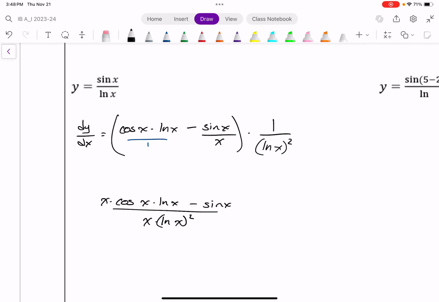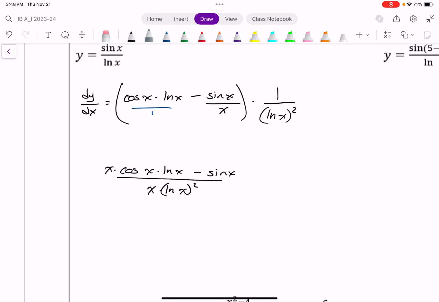Now, looking at this carefully, maybe it's not a bad idea to put some brackets around these, but nothing cancels out. I don't have any common factors in the numerator and the denominator, so I am just done.